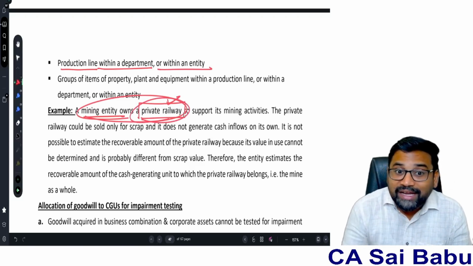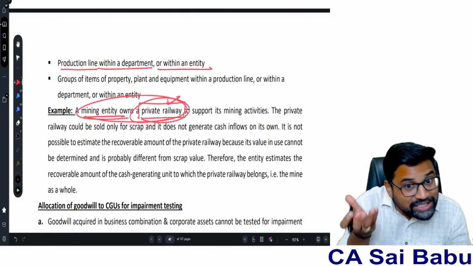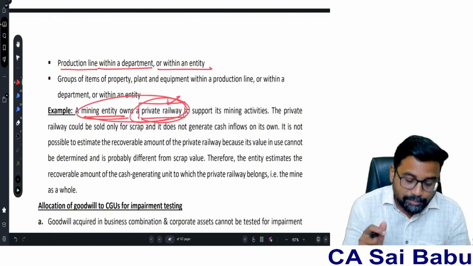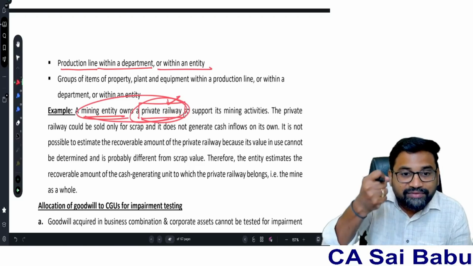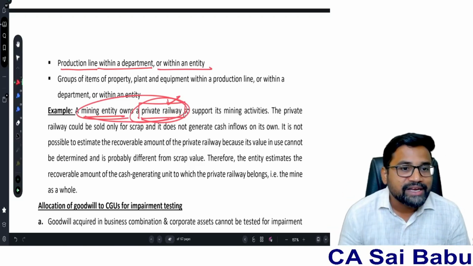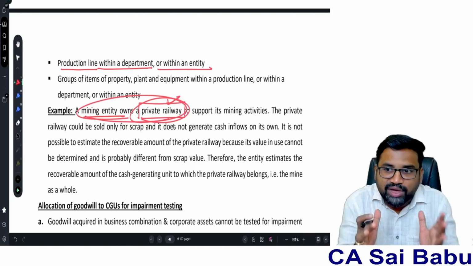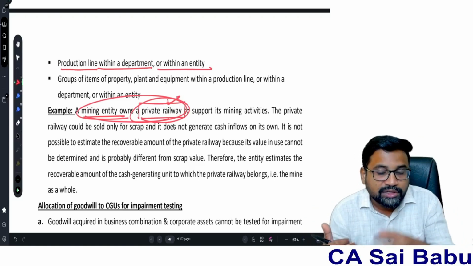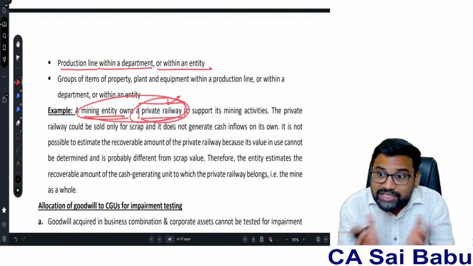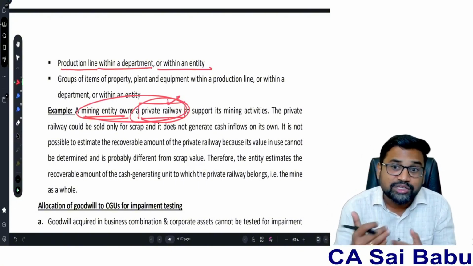So for the private railway, it may not be possible for us to test for impairment individually because it cannot generate cash flows independently. But when you treat it as a part of the mine as a whole, then you can test for impairment, because the entire mining operation is one asset. What is the carrying amount? What is the recoverable value? You can easily find out. What is the value in use? As a mine as a whole, I can determine. That's how. Individually it may not be possible, but as a group it is possible.